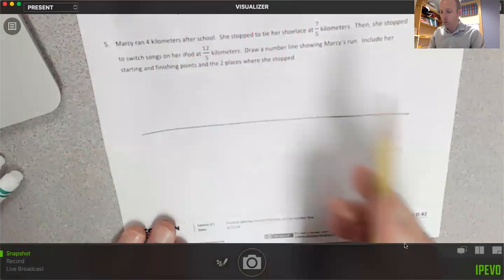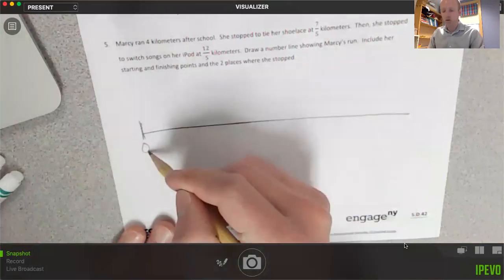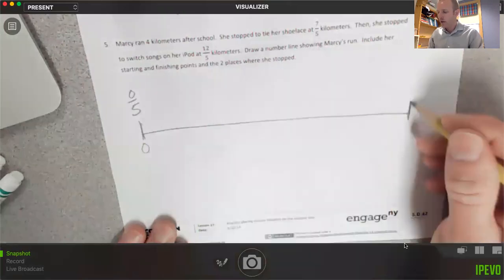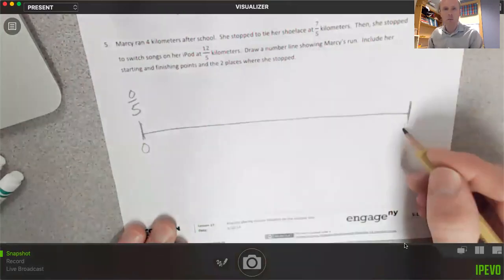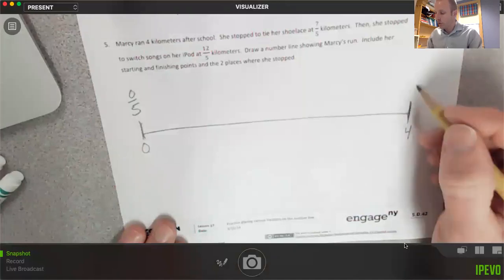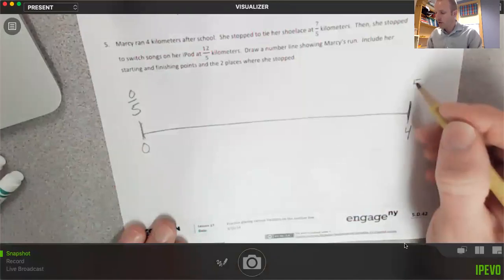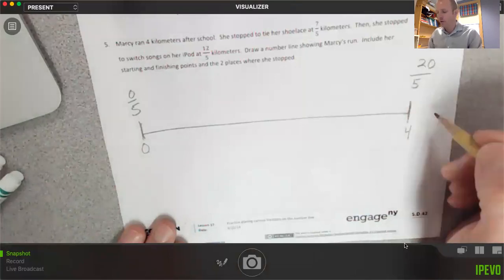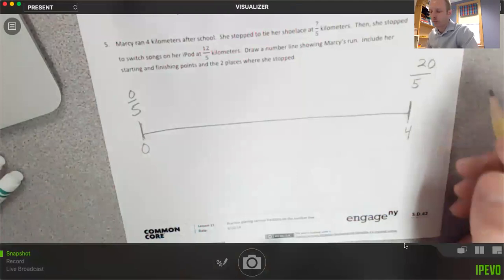So her starting point was 0. She hadn't run any at all. So 0, and we're measuring in fifths of a kilometer, so 0/5. And her ending point was at 4 kilometers. And we're measuring in fifths. So 4 times my denominator of 5 is 20. So I have 20/5, which is the same as 4 kilometers in this case.